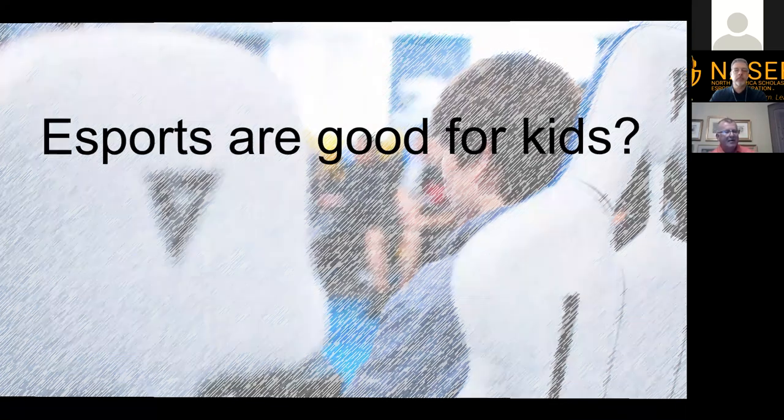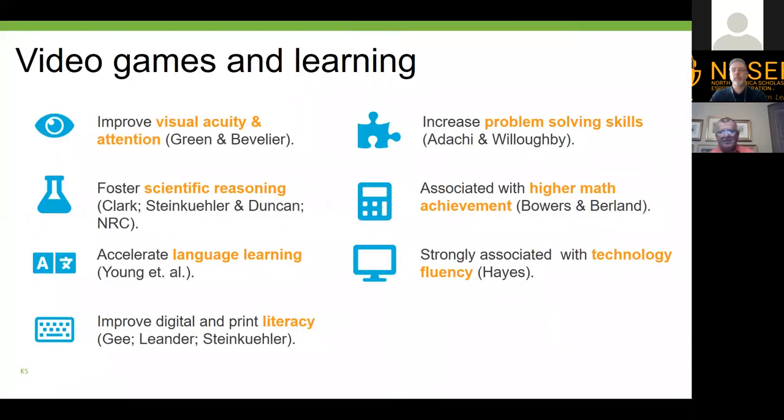Okay, so maybe esports aren't going away anytime soon, but how can they be good for kids? Where's the evidence? Well, this is what the research says. And these are all PhD level researchers that have been double-blind tested, have used all the standard research protocols, et cetera, in proving their validity. I don't want to just read from the slide, but everything from visual acuity, scientific reasoning, language learning, digital literacy, and problem solving, higher math and science, and technology fluency has been associated with video games and learning.